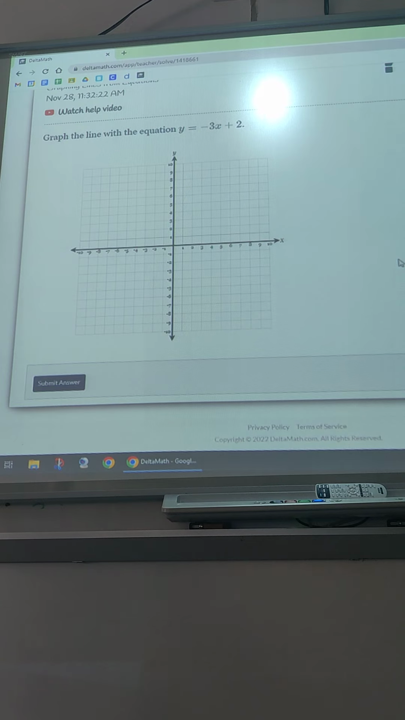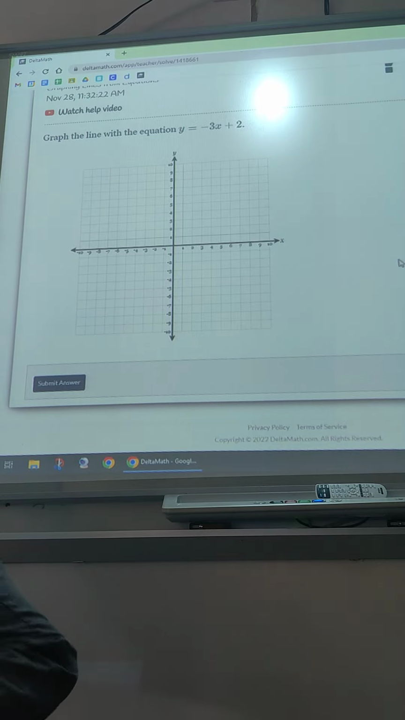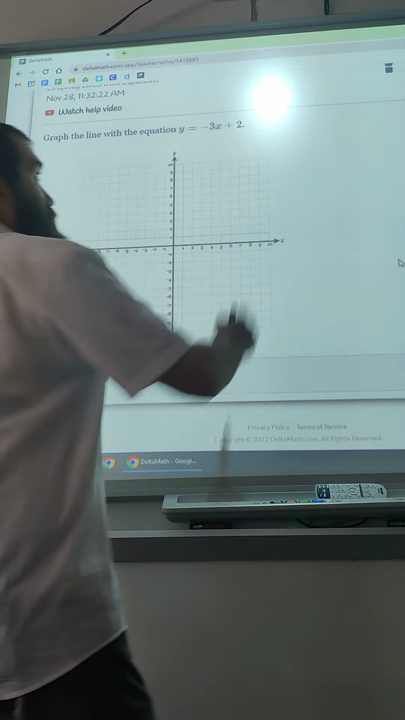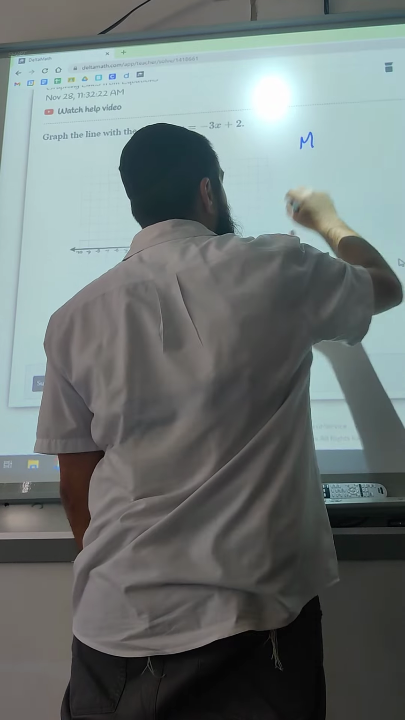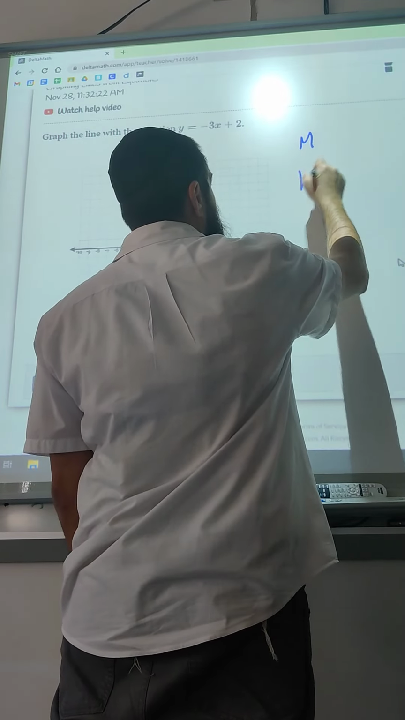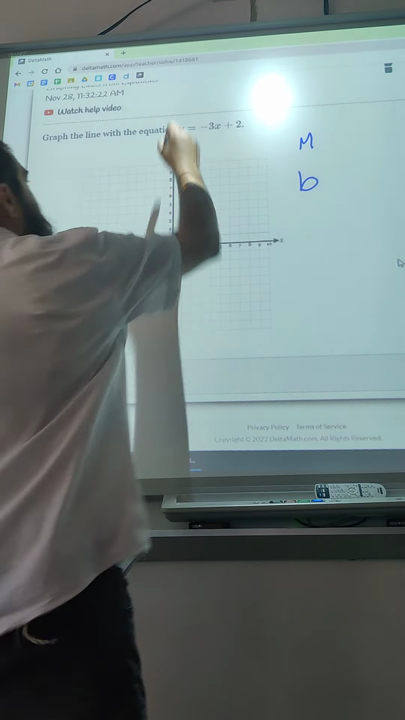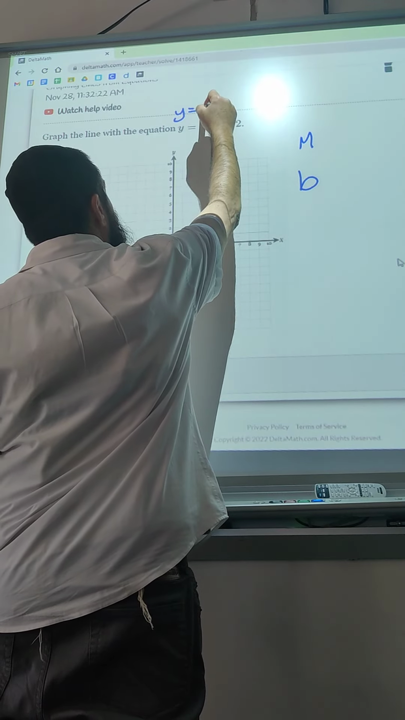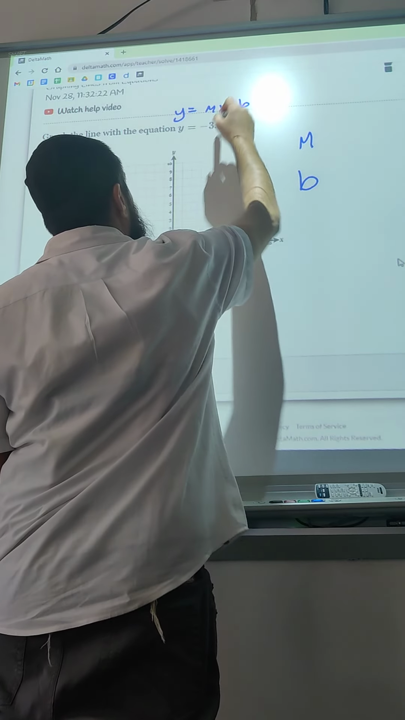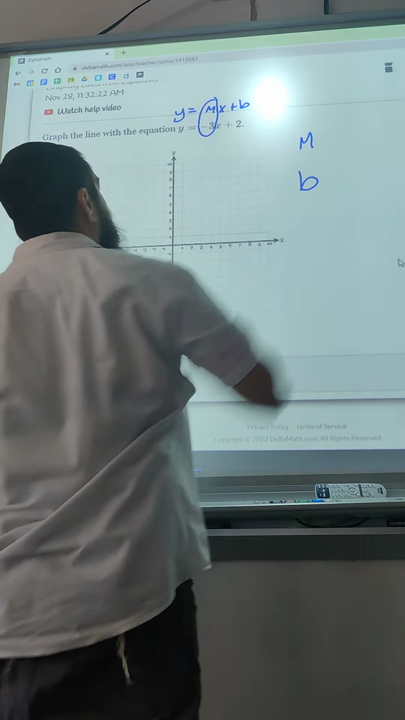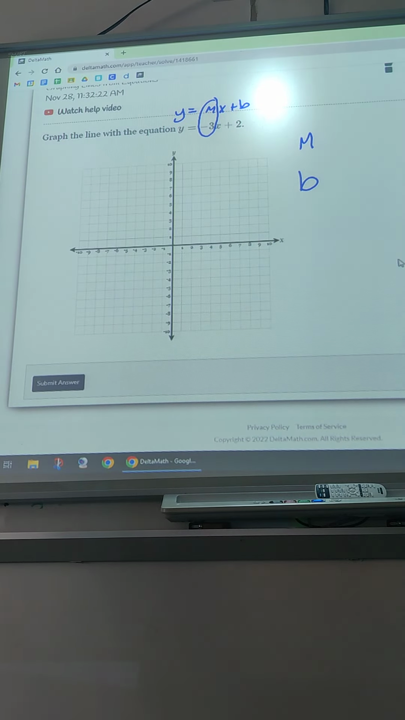So, with that said, graph the line with the equation y equals negative 3x plus 2. So, what that means, you have 2 points always to consider: your slope or rate of change and your y-intercept. All right? So your formal equation is y equals mx plus b. This is your m, or rate of change, that number attached to the x.